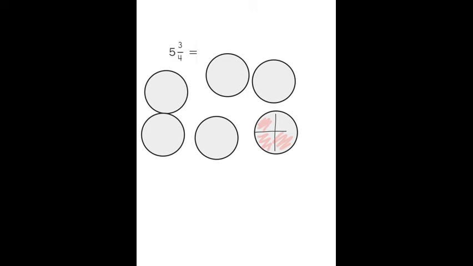Let's try one more problem. 5 3/4. Start by drawing 5 wholes and 3/4. So now I have 5 3/4. I can make a fair trade by exchanging each whole for 4/4.